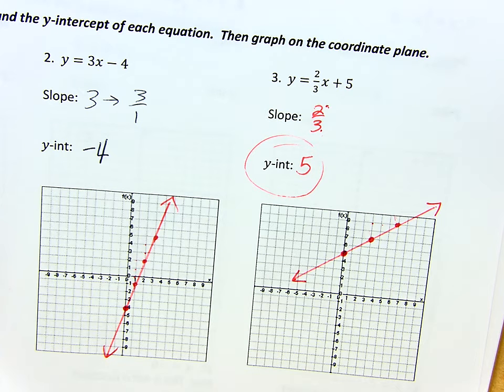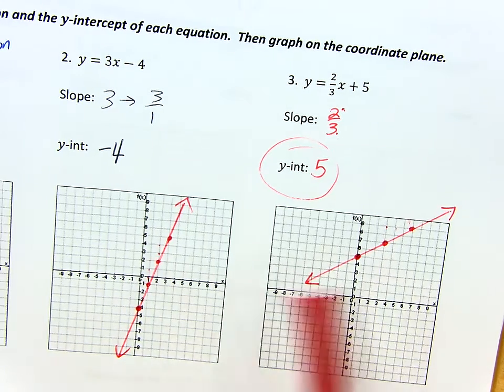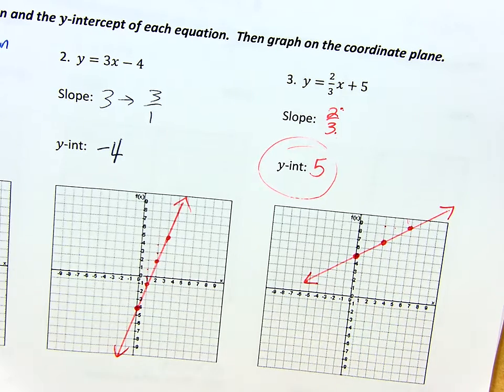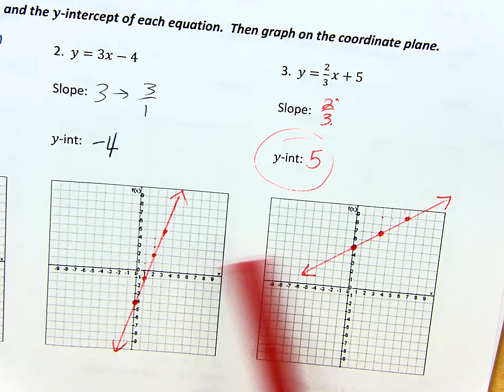So if I were to graph something that had a slope of 1, how would it compare to these two graphs? Would it be steeper than this one? Less steep than this one? Somewhere in the middle? Olivia, what do you think?